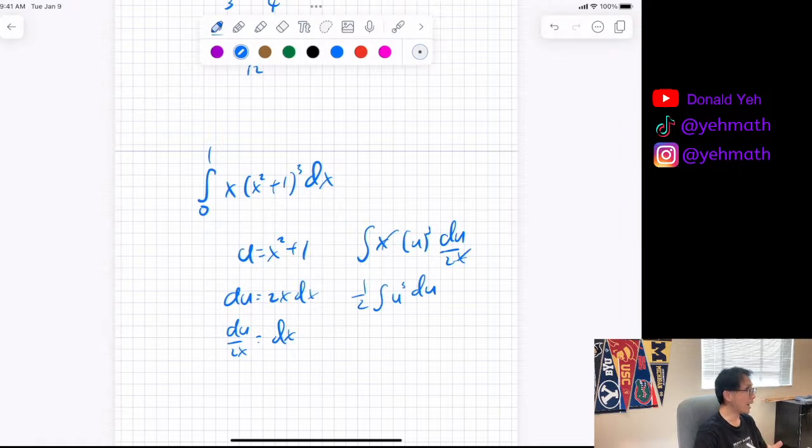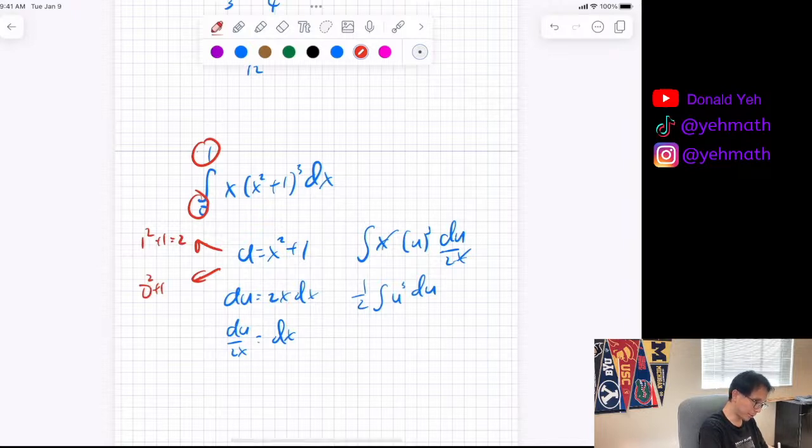Now, the whole idea is you do not want to convert back to x, including this value. So I usually draw 2 lines here and just change the boundary. It'll be 1 squared plus 1 equal to 2, and then 0 squared plus 1 equal to 1. So it'll be just in terms of u, from 1 to 2.